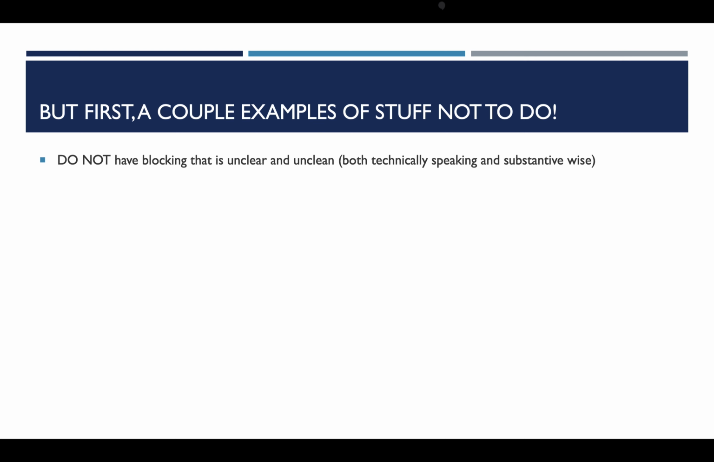Substantive wise, what I mean when things are unclear and unclean, it's when we don't have any idea what's going on. So, for example, if you are blocking out a part of your piece in which you go over and you pick up something from the floor because someone just dropped it, and you sort of walk around the room and you pace around the room and you don't grab onto anything, that's being substantively unclear. I don't know what's going on.